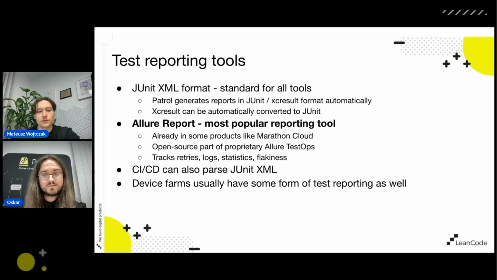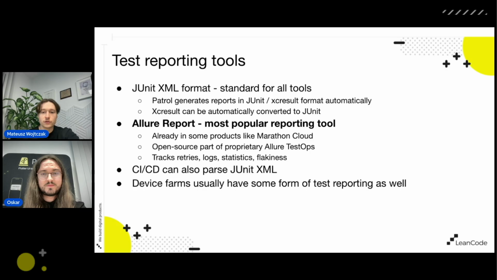One of the most popular reporting tools is Allure Report, and it's something that's open source. It's part of proprietary Allure TestOps, which is a test management tool, a much broader topic. And Allure Report is already in some products. For example, Marathon Cloud or some other device farms might already introduce Allure Report as part of their stack. It tracks retries, logs, keeps history of your tests, statistics, flakiness, all of that.